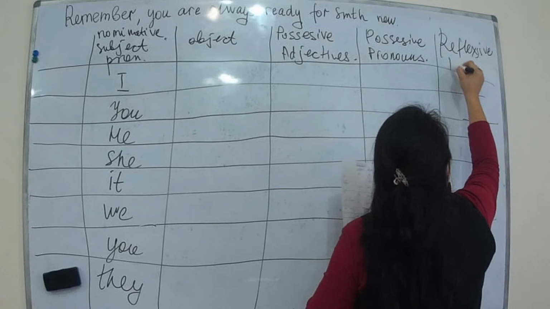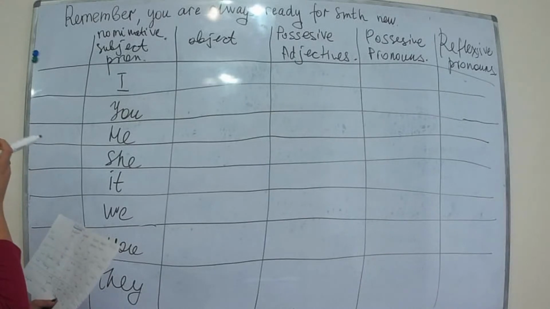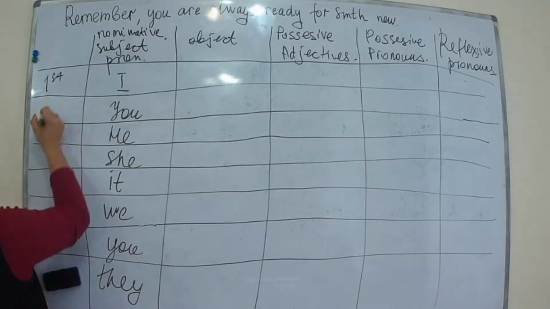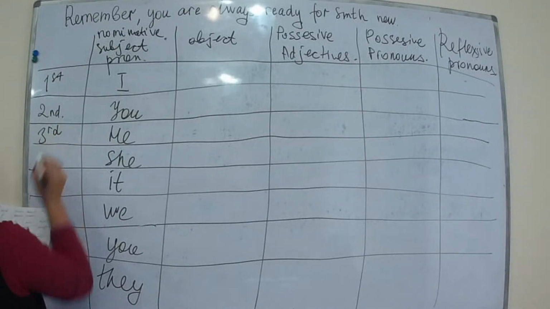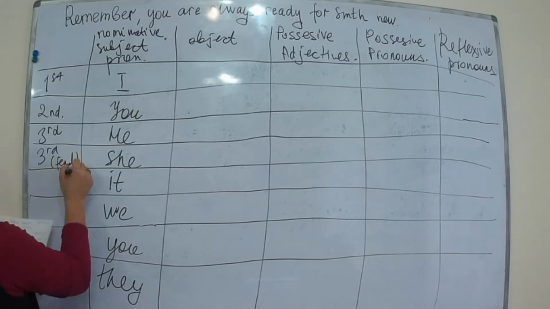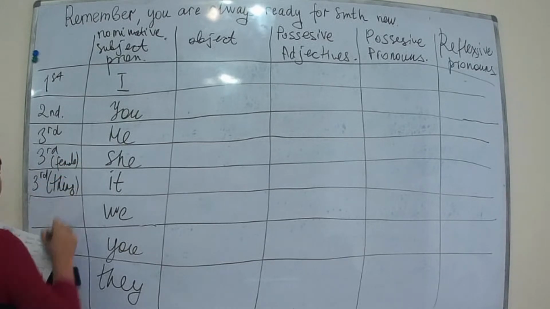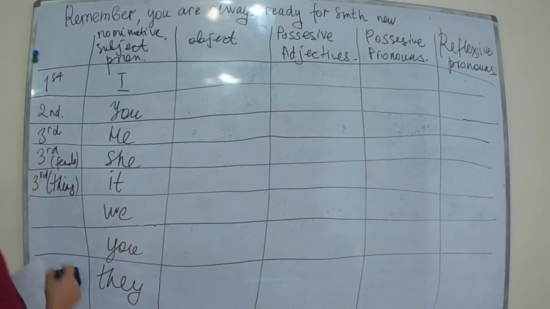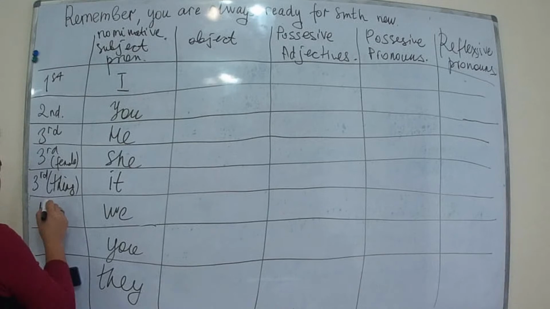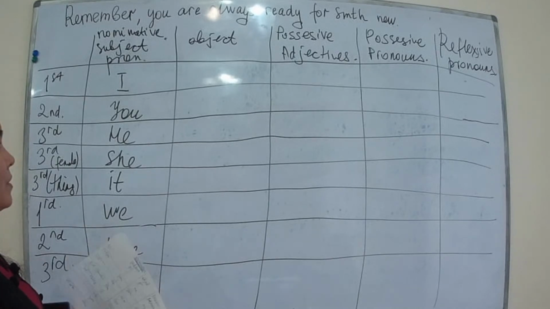Reflexive pronouns. And as you know, it has the first, the second, the third female, the third, which is connected with thing when we want to say about thing, and plural form, first, second, and third. And let's complete this table.